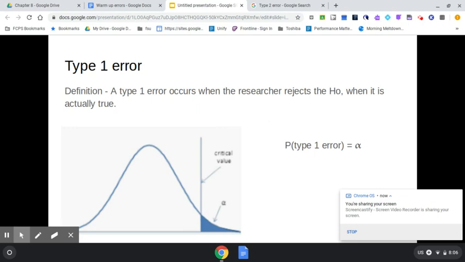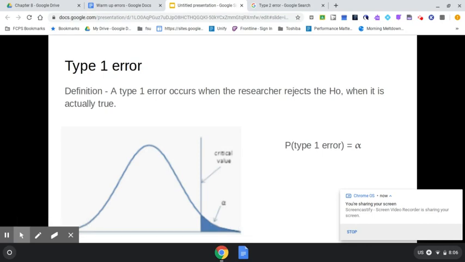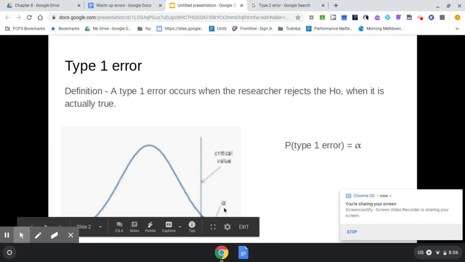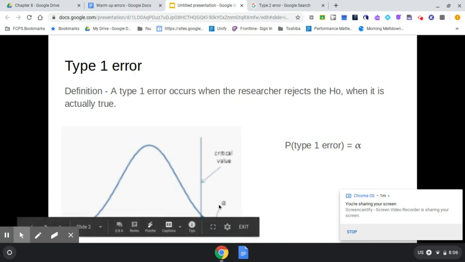A type 1 error occurs when the researcher rejects the null hypothesis when it's actually true. So I have a picture here of a normal curve, and it's a right shaded region. So a right-tailed region. So this would be the null hypothesis is like mu equals a value, and we are testing the alternative hypothesis that mu is greater than that value. So we shade the right tail. The alpha level is here on the right. Let's say that alpha level is 0.05. We're going to reject the null hypothesis anytime our test statistic falls in this critical region.